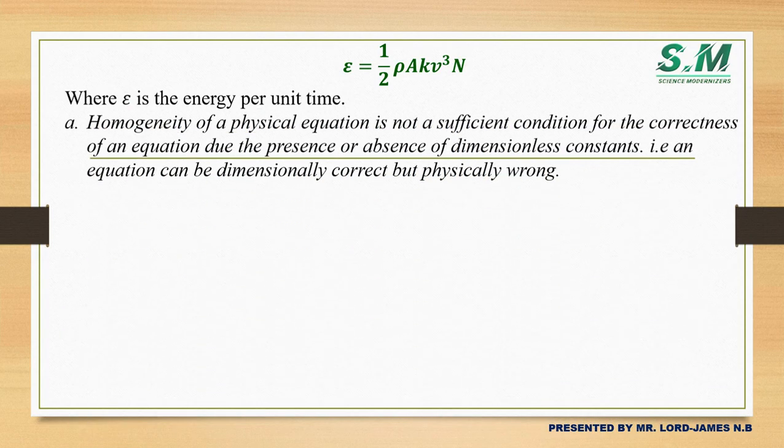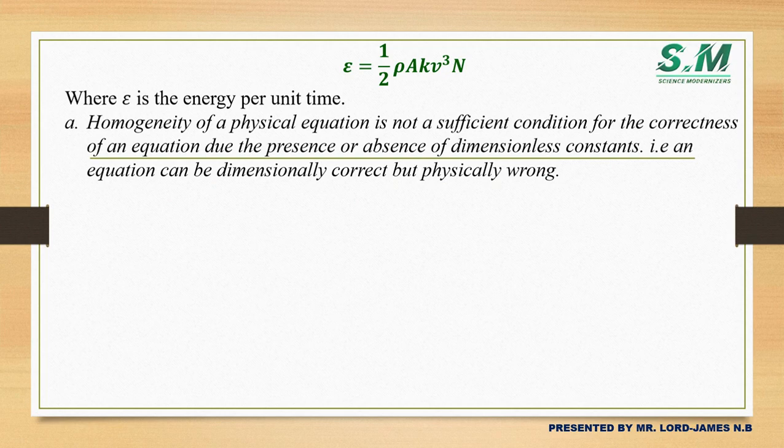So with that said, the homogeneity of a physical equation is not a sufficient condition for the correctness of an equation due to the presence or absence of a dimensionless constant. That is, an equation can be dimensionally correct but physically wrong. So how can we explain this? Let's take a good example.